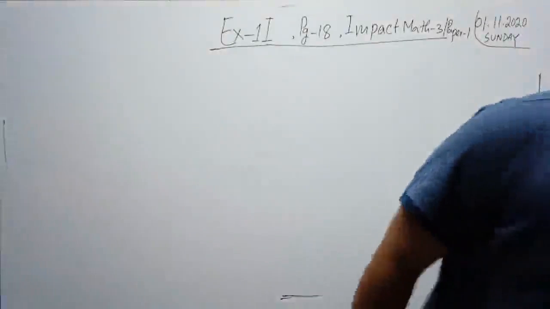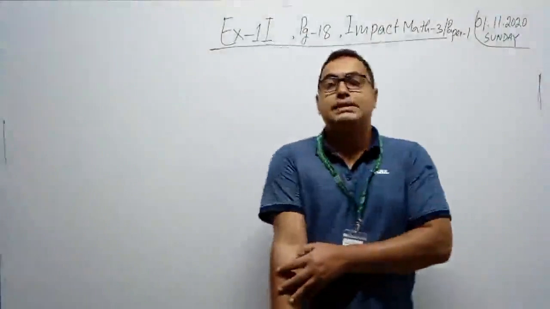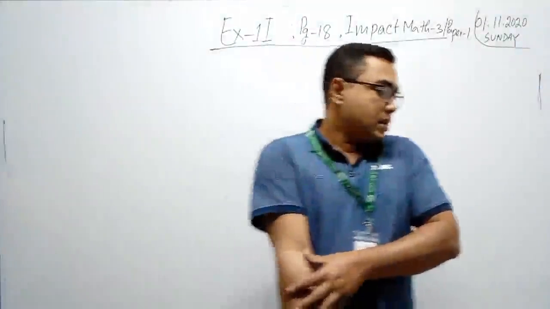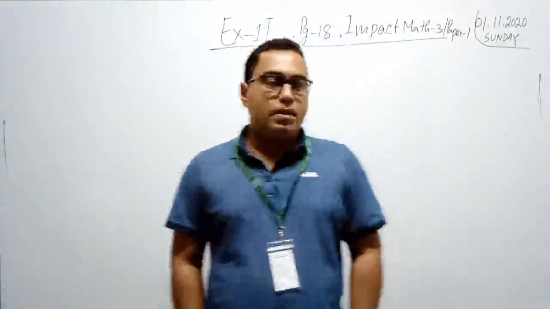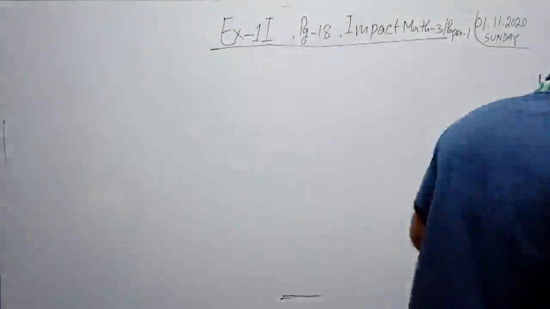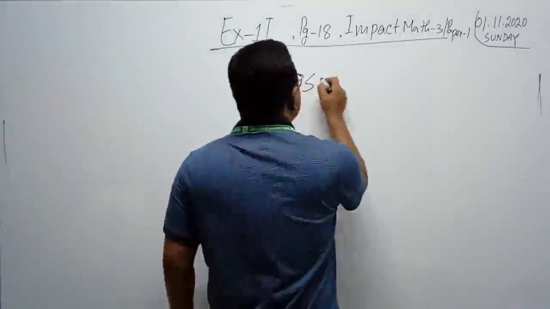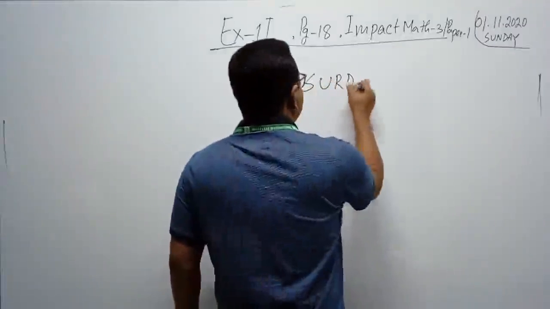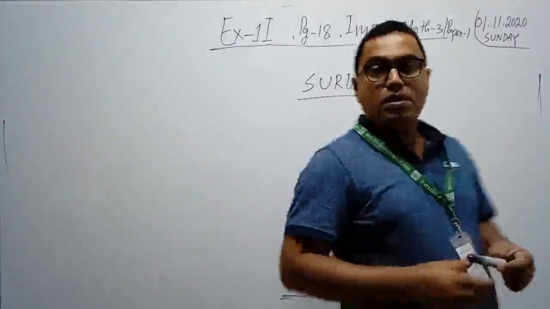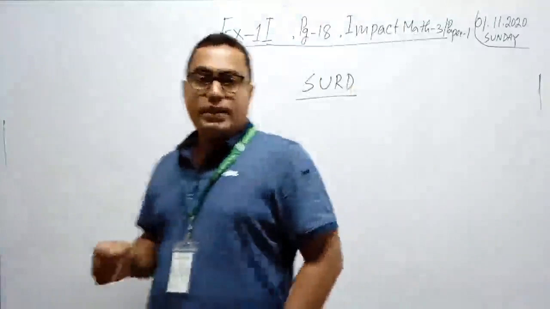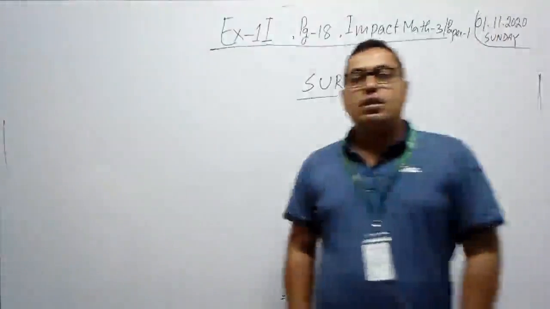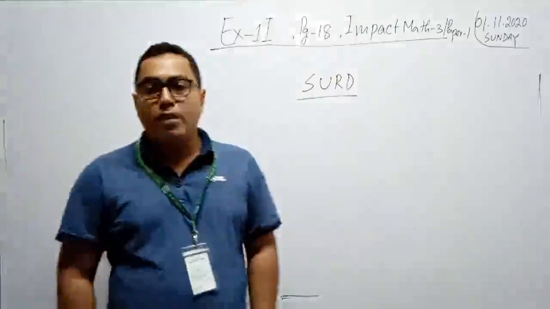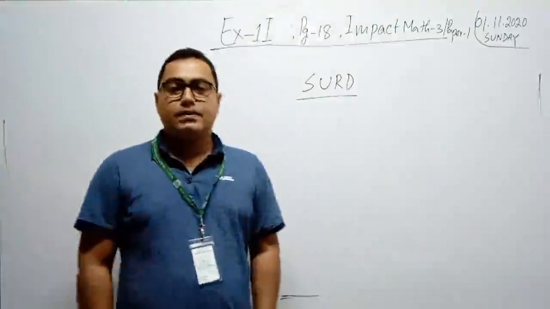So we will start from 1I, because this is in your syllabus, this is the first exercise. So in 1I, what do we have? The exercise is based on surd. So what is surd? Surd is a form of representation of a number.